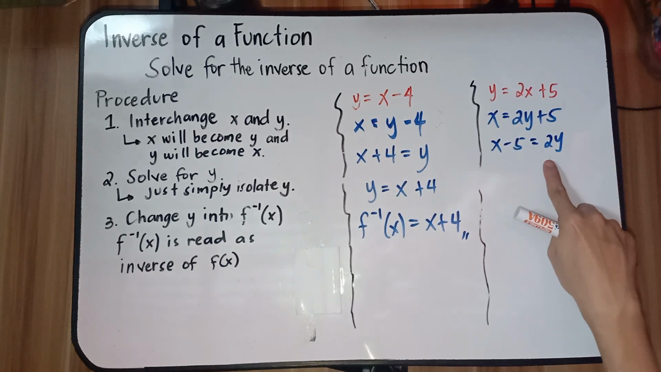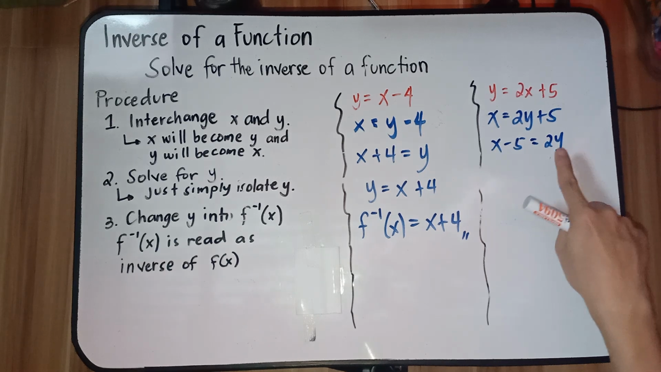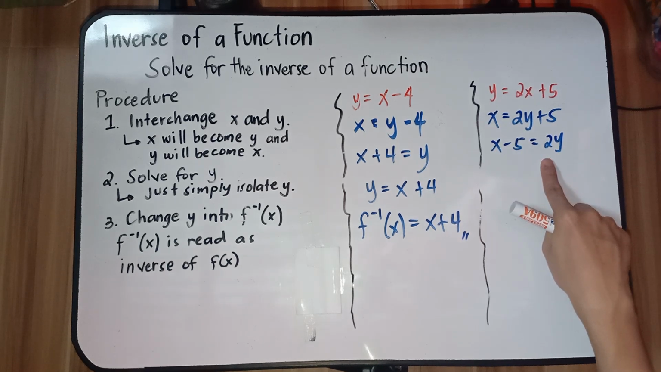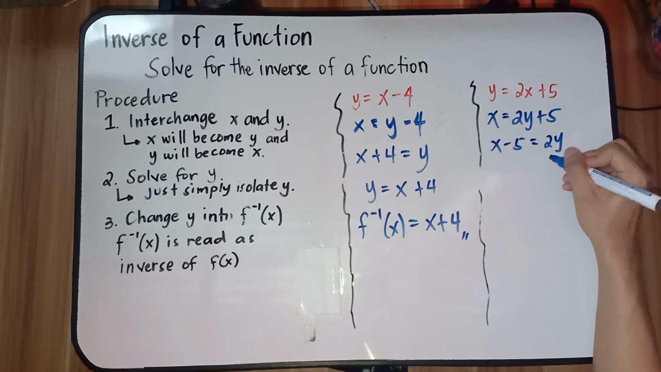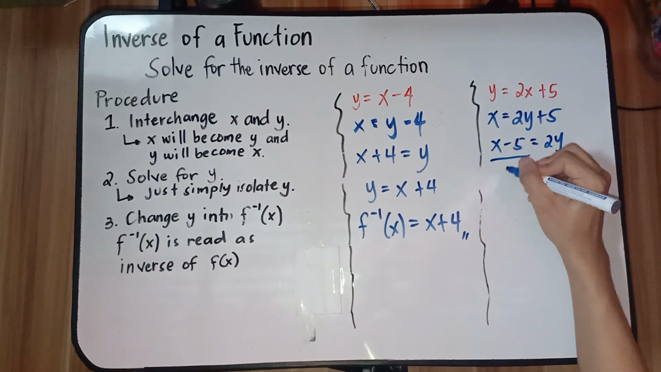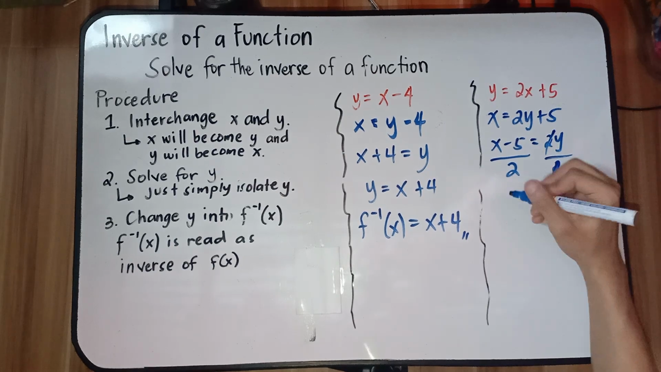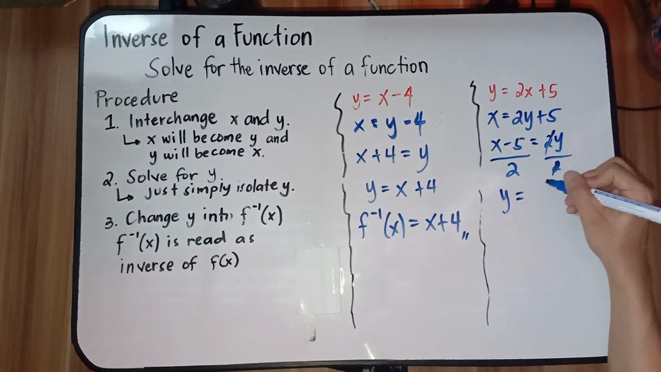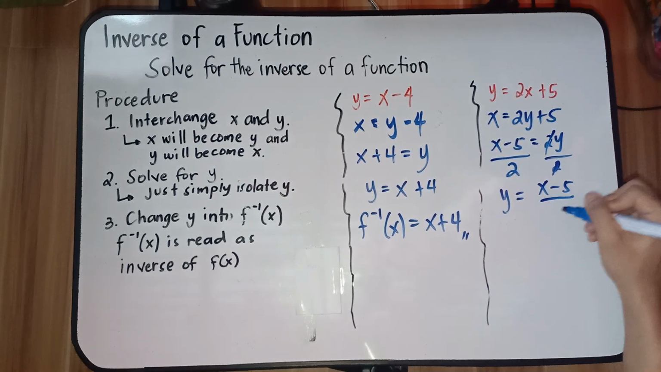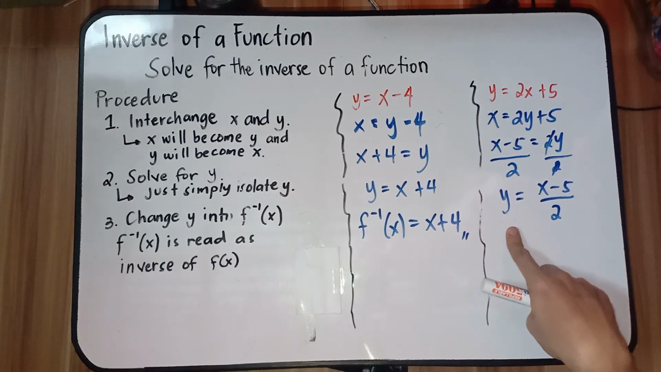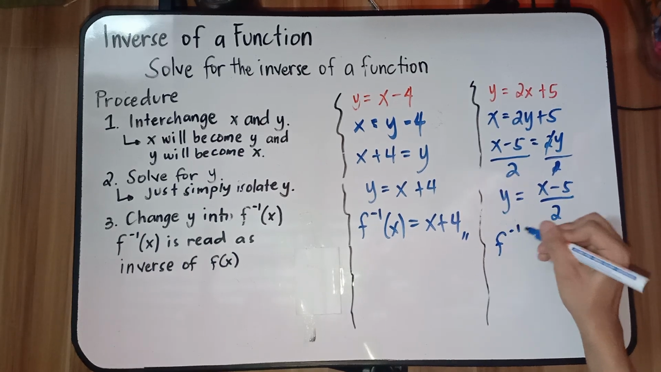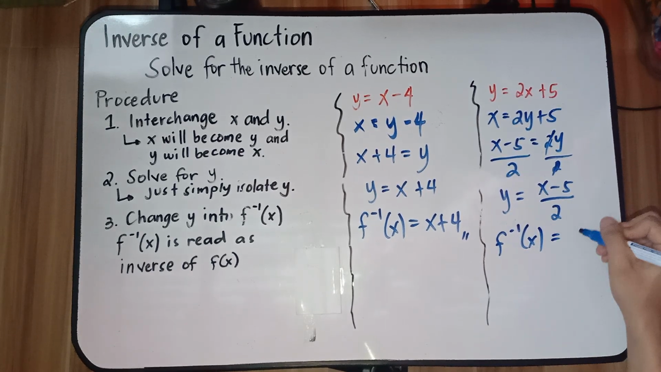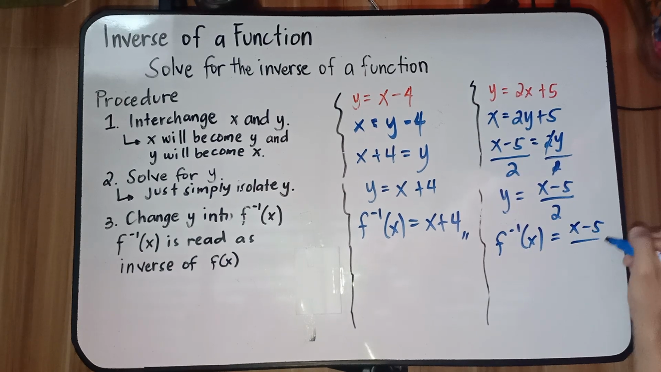Okay, notice that y has a numerical coefficient. So we need to divide both sides by its numerical coefficient, which is 2. So cancel 2. Then we have y is equal to x minus 5 over 2. And for the last step, we need to change y into inverse of f of x. So we have inverse of f of x is equal to x minus 5 over 2.